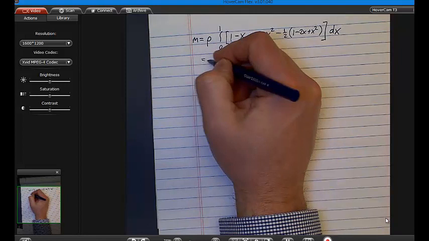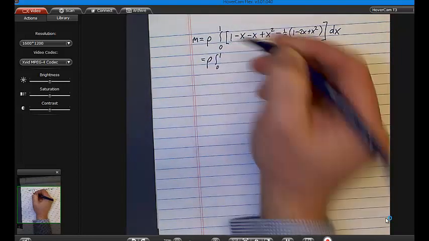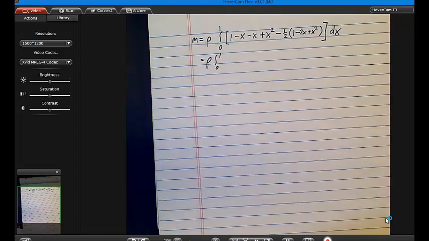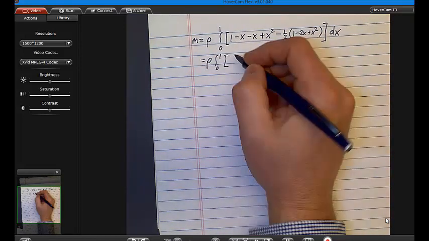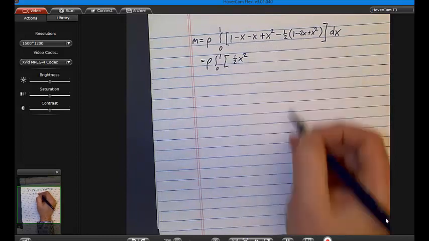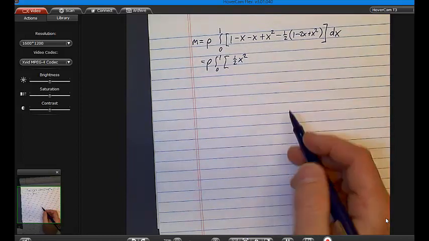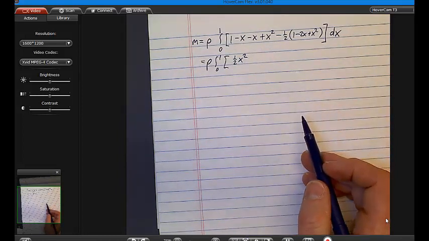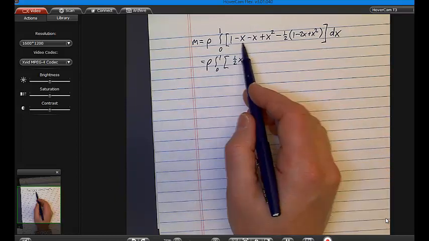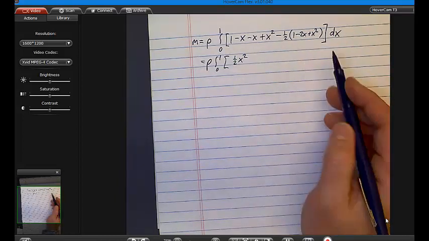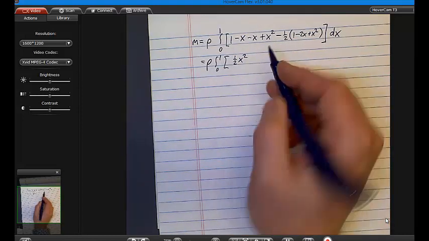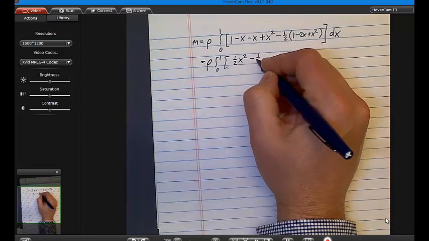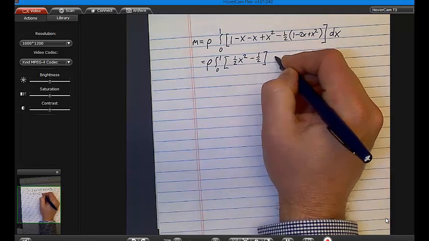This equals rho times the integral 0 to 1. Let's see, how many x squareds do we have? I have an x squared minus 1/2 of an x squared, so that's 1/2 x squared. How many x's do we have? Oh, they drop out, right? Because I have minus 2x and then I have minus negative 2x, so plus 2x, those are gone. And then I have 1 minus 1/2, so I'm getting minus 1/2 here, dx.